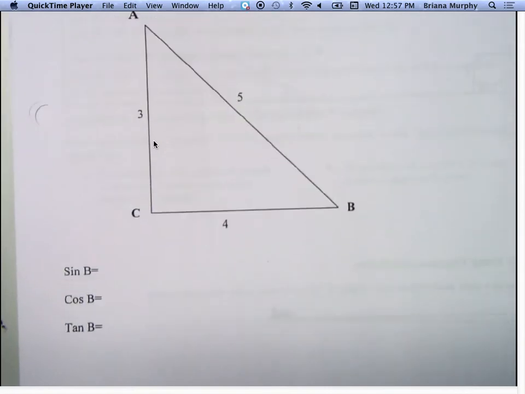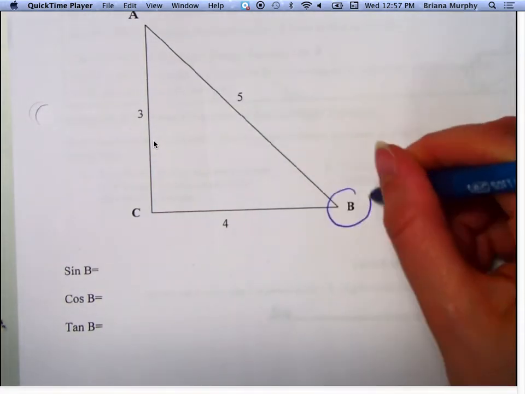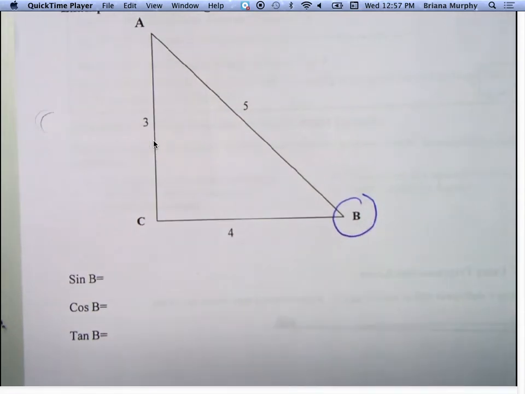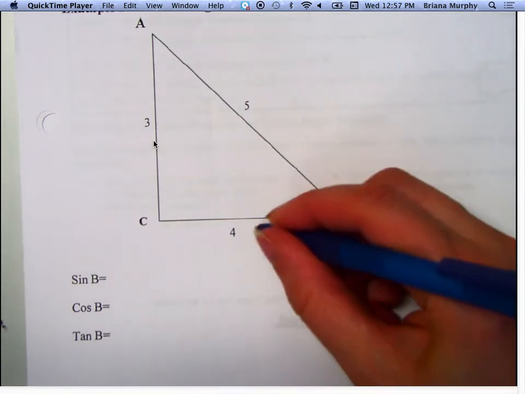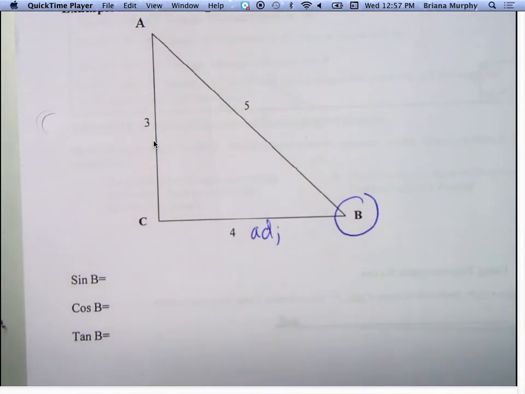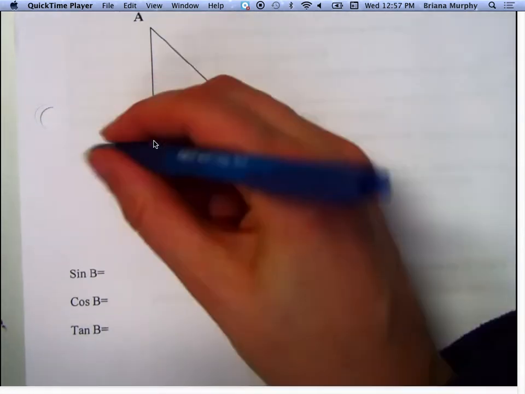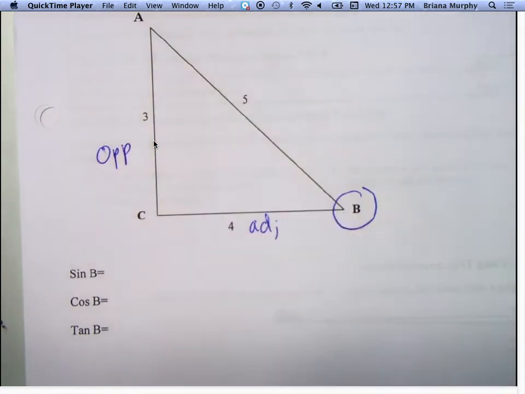We're going to look at example 2 right here. All right, first thing we're going to do, guys, is we're going to circle the letter B, the angle. And now we're going to label all of the sides. What is 4 to B? Is it opposite, adjacent, or hypotenuse? What is 3 to B? Opposite, adjacent, or hypotenuse? And what is 5 to B? Opposite, adjacent, or hypotenuse?